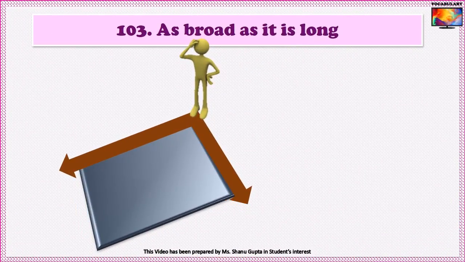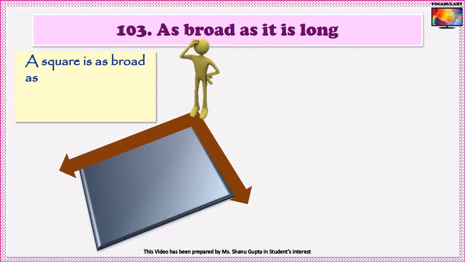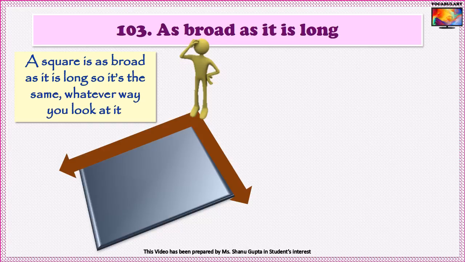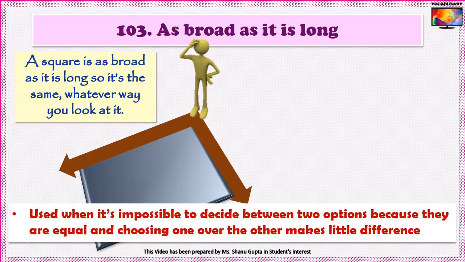As broad as it is long. This idiom takes the example of a square, which we know is as broad as it is long. So it's the same whatever way you look at it. The expression is used when it is impossible to decide between 2 options because they are equal and choosing one over the other makes little difference.